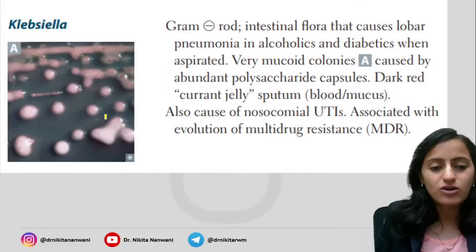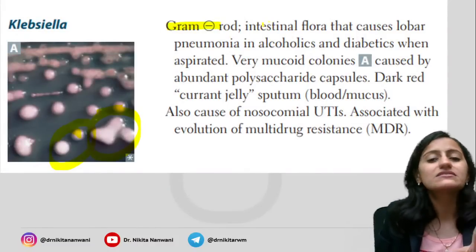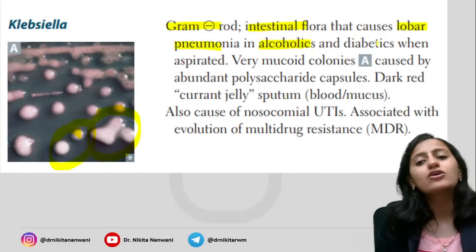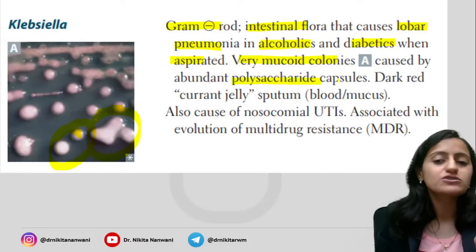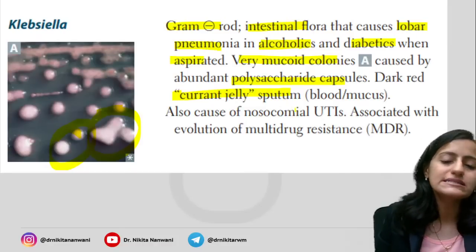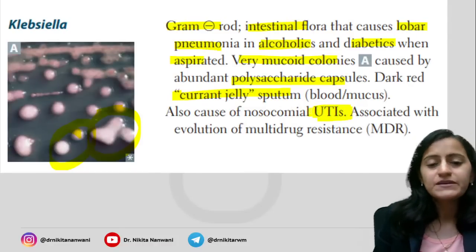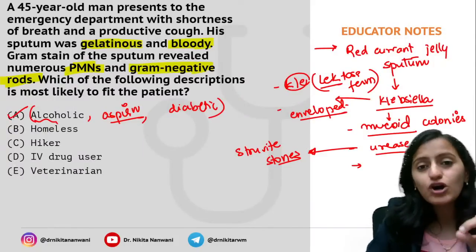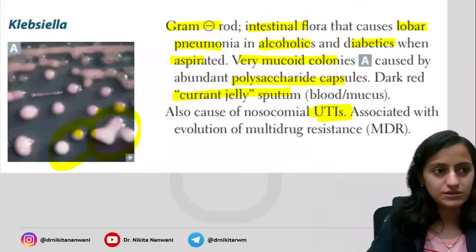Apart from that, look at the colonies here, highly mucoid colonies. Klebsiella is gram negative, stays in the intestine, and can cause lobar pneumonia in alcoholics and diabetics when aspirated. Very mucoid colonies because of the polysaccharide capsule. The currant jelly sputum is what it causes. It can also cause UTI. So remember these are the points about Klebsiella. In alcoholic or diabetic patients with aspiration, Klebsiella is the cause that we should think about.